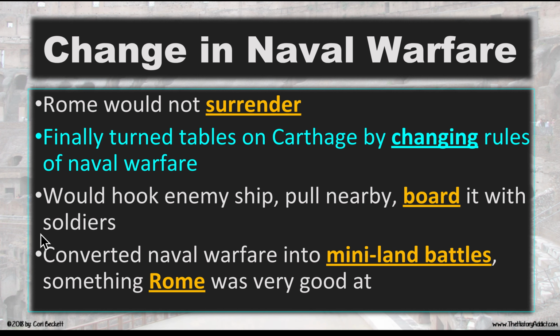So what ended up happening was the Phoenicians gave up and Rome gained control over Sicily. They began to take more control of the Mediterranean, and they forced Carthage to pay tribute, which is pretty much just a fancy way of saying you have to pay for the war that you lost.